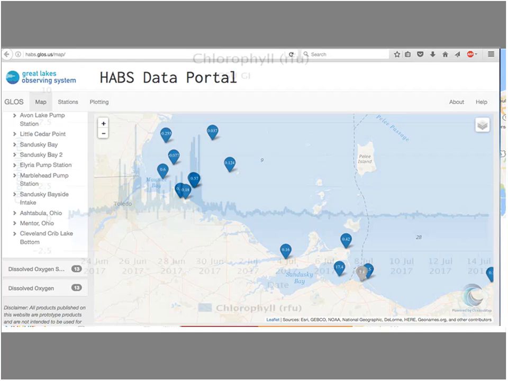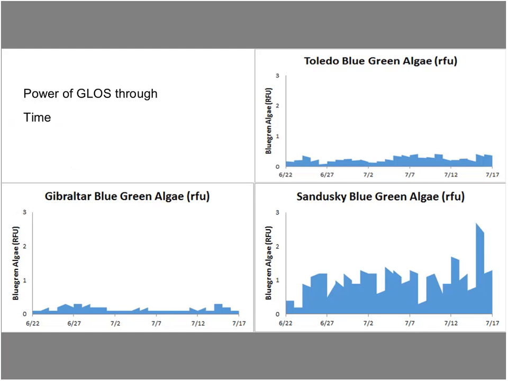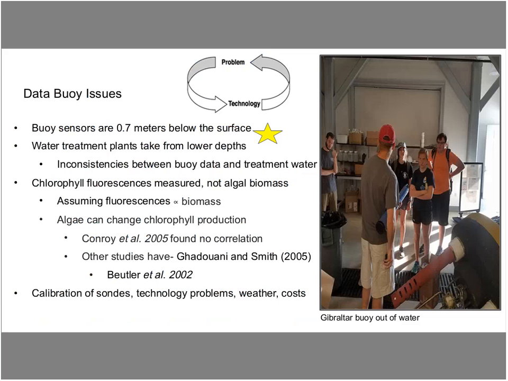And it's also really good for looking at data over a time period. Here you can tell in late June there's a lot more chlorophyll fluorescence than where we are now in July. And just to show this even more, here we have three data buoys I sampled at, one in Toledo, one in Sandusky, and here at Gibraltar. You can easily see that there's a lot more blue-green algae in Sandusky than there is at Gibraltar and Toledo. But with every piece of technology, there are issues.